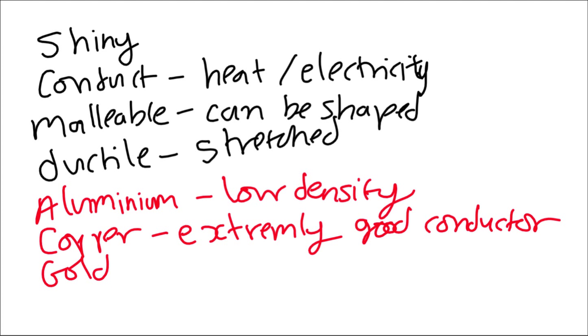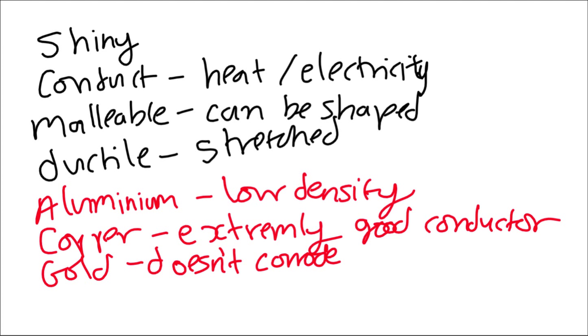Gold. This doesn't corrode. So this makes it really useful for things like jewellery. It can also easily be bent into different shapes, and you can change it so much. So jewellery, really good. It's not going to tarnish or anything like that. It's also one of the best electrical conductors out there, so it's used in a lot of electronic devices.